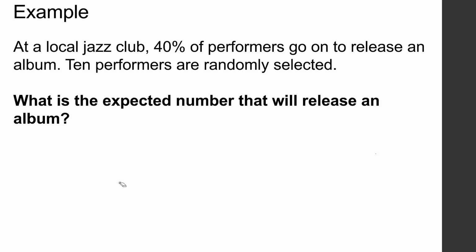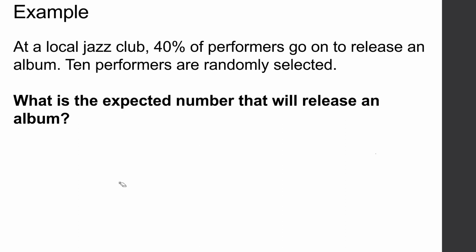Okay, so now let's try a different example with lots of different scenarios. When I go through this one, it's going to go through all the different scenarios that you can possibly reach when you're calculating probabilities with a discrete random variable. So a local jazz club, 40% of performers go on to release an album. 10 performers are randomly selected. What's the expected number that will release an album? Well, again, we're in the binomial distribution. We've got n equals 10, a probability of success of 0.4, and we can either just have a success or a failure on each trial.